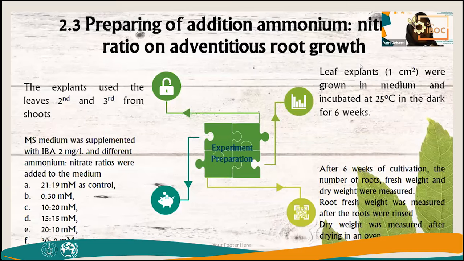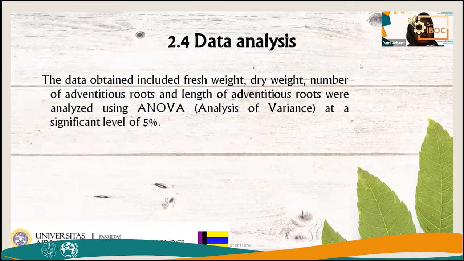And then preparing the addition of ammonium nitrate ratio on adventitious root growth. The explants used were leaves, second and third from shoots, and MS medium was supplemented with IBA 2 mg per liter with different ammonium nitrate ratios. Leaf explants were grown in the medium and incubated at 25 Celsius in the dark for 6 weeks. After 6 weeks of cultivation, the number of roots, fresh weight, and dry weight were measured. For data analysis, the fresh weight, dry weight, number of adventitious roots, and length of adventitious roots were analyzed using ANOVA at a significance level of 5%.